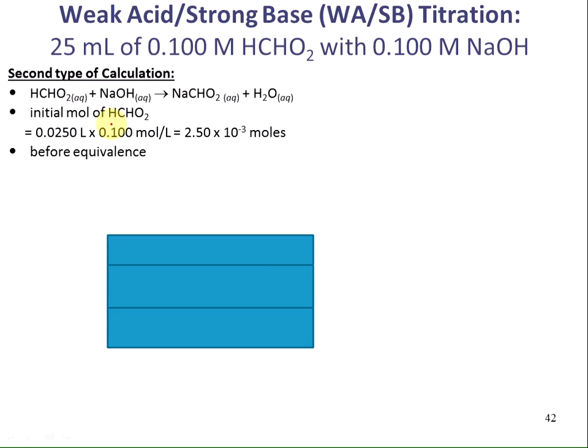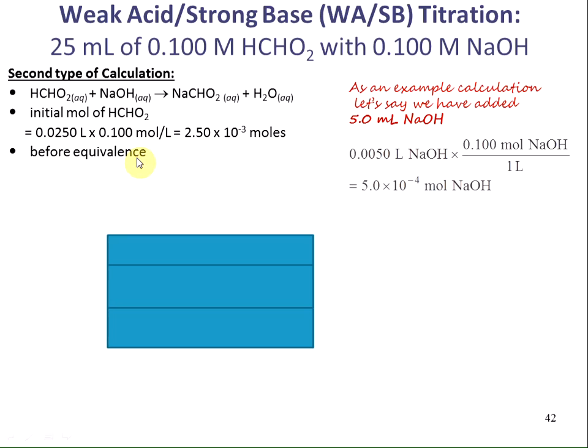I'm going to calculate my initial moles of formic acid by taking my volume of formic acid, and remember this is the volume in my flask at the bottom of my burette, multiply it by my molarity to get the number of moles of formic acid inside my flask. And this is, remember, before the equivalence point. Now we're going to add 5 mL of sodium hydroxide. I need to determine my moles of sodium hydroxide, and my molarity of my sodium hydroxide is 0.1. Multiply it by my 5 mL to get my moles of sodium hydroxide.